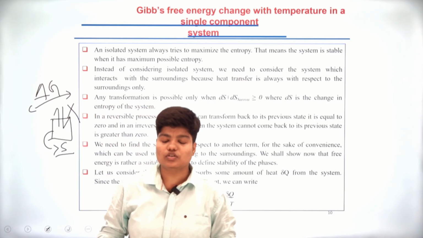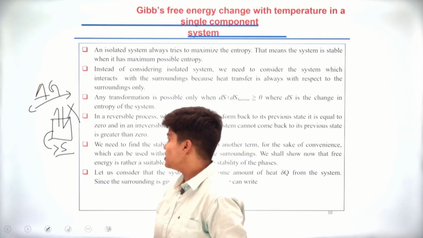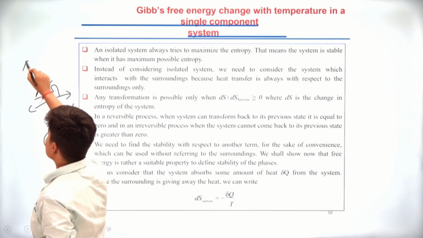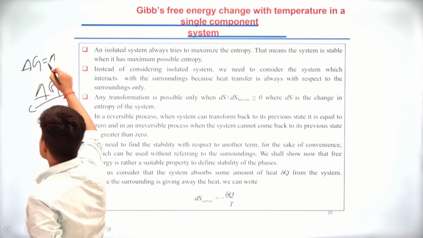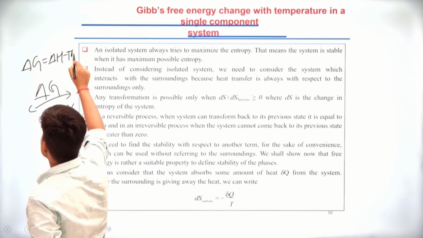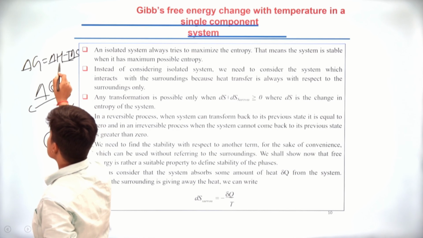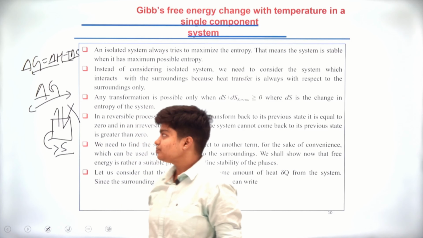If the entropy is more, then del G will be negative, because we know that del G is equal to del H minus T del S. The more the entropy, the more negative the term, so del G will be more on the negative side.